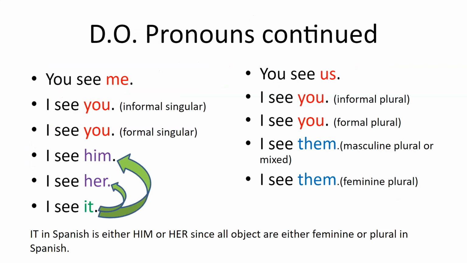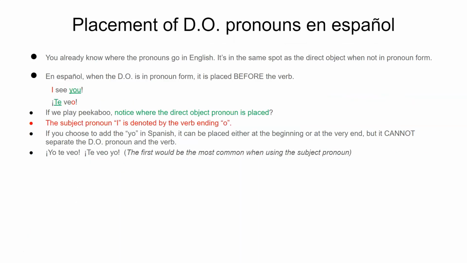So direct object pronouns, you see me, I see you. Notice in Spanish, it is either going to be her or him because all things are either feminine or masculine. So all the red, blue, and purple are all the direct object pronouns. So placement of direct object pronouns in Spanish. You already know where the pronouns go in English. It's the same spot as their direct object when they're not in pronoun form. But in Spanish, the direct object is in pronoun form. It's going to go before the conjugated verb.